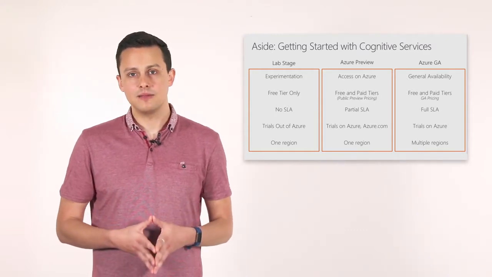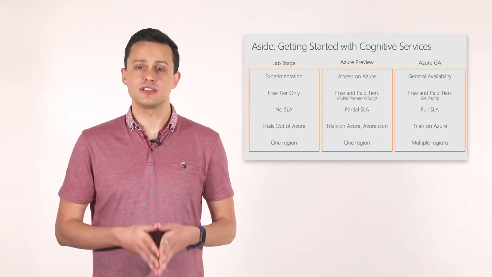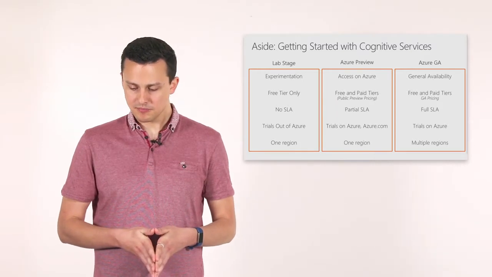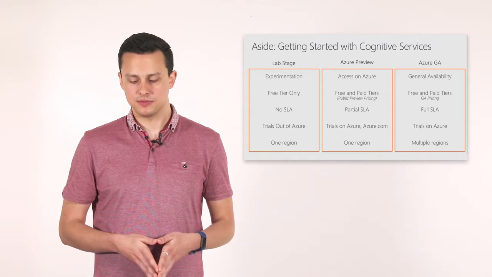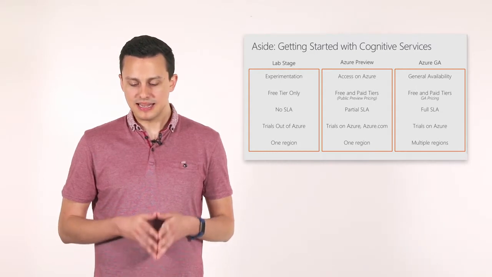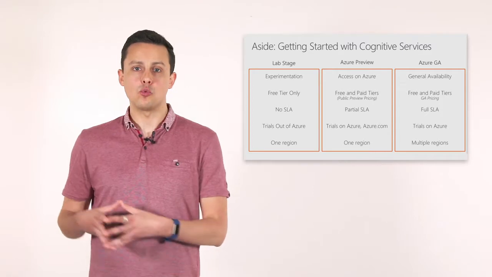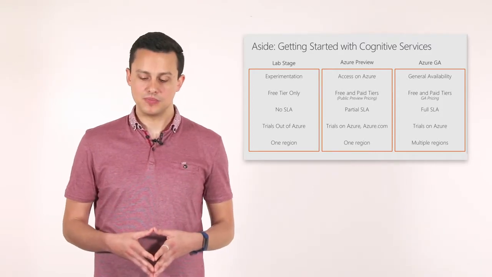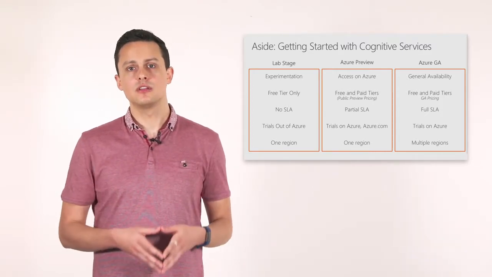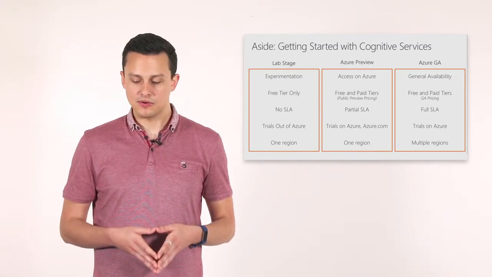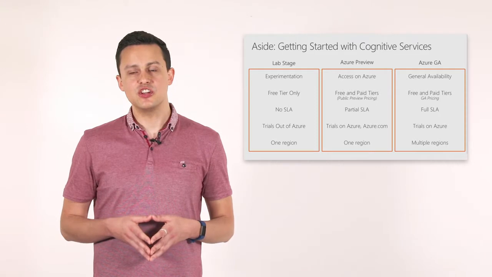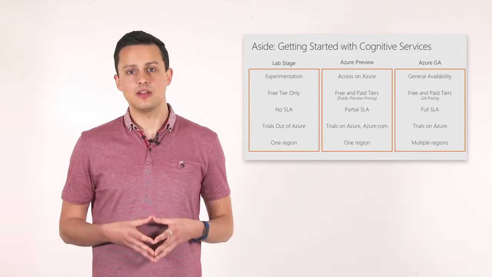There's a full SLA, they're available in numerous Azure regions, and they have the full support offered by Microsoft. To get started with these services depends on where they are in their life cycle. If they're in the lab stage, you'll need to go to the product-specific portal. If they're in the Azure Preview stage or the Azure GA stage, you'll need to go to Azure to sign up for a key.